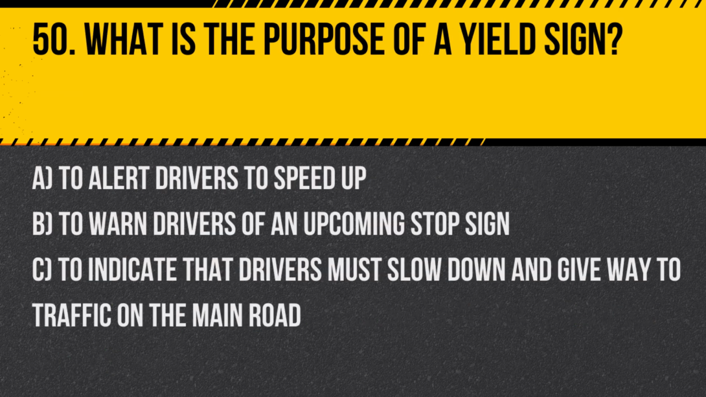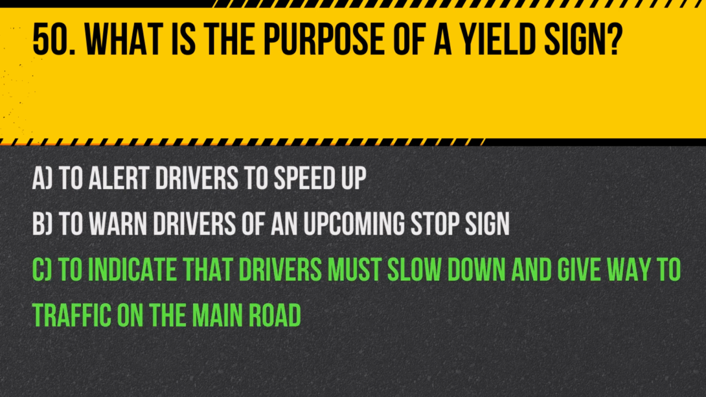Question 50. What is the purpose of a yield sign? A. To alert drivers to speed up. B. To warn drivers of an upcoming stop sign. C. To indicate that drivers must slow down and give way to traffic on the main road.